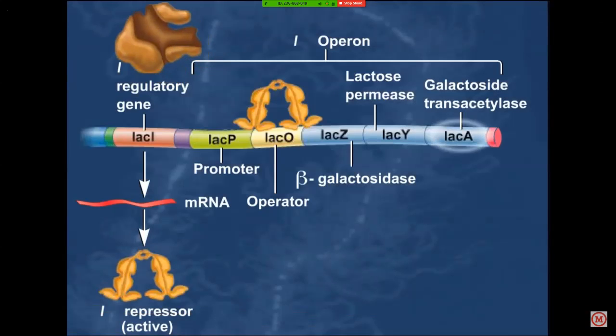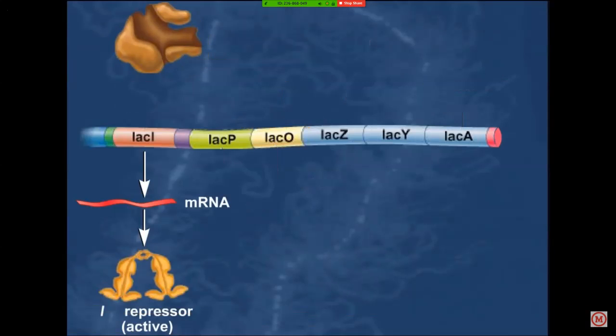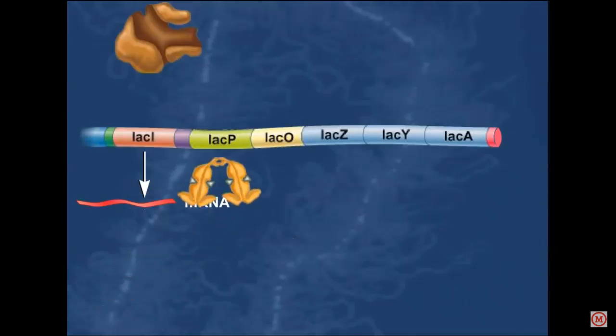LAC-Y and LAC-A genes are not transcribed. When lactose enters the cell, a small amount of it is converted to allolactose via beta-galactosidase. Allolactose binds to the LAC repressor. This causes a conformational change in the LAC repressor protein that prevents it from binding to the LAC operator site. Inactive LAC repressor is unable to bind to the LAC operator site.